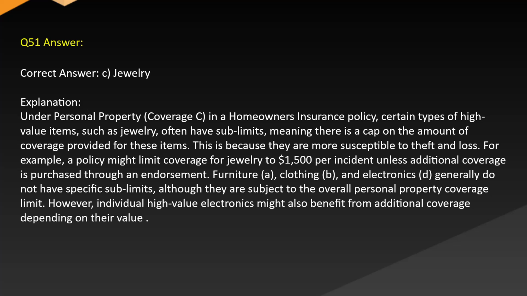Correct answer. C. Jewelry. Explanation. Under personal property coverage C in a homeowner's insurance policy, certain types of high-value items, such as jewelry, often have sublimits, meaning there is a cap on the amount of coverage provided for these items. This is because they are more susceptible to theft and loss. For example, a policy might limit coverage for jewelry to $1,500 per incident unless additional coverage is purchased through an endorsement. Furniture (A), clothing (B), and electronics (D) generally do not have specific sublimits, although they are subject to the overall personal property coverage limit. However, individual high-value electronics might also benefit from additional coverage depending on their value.